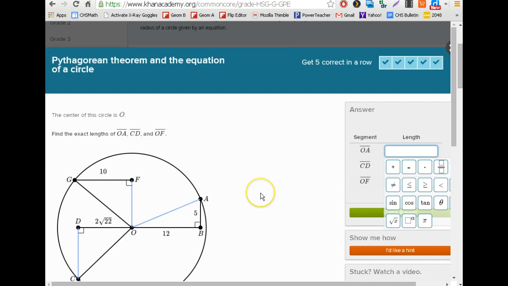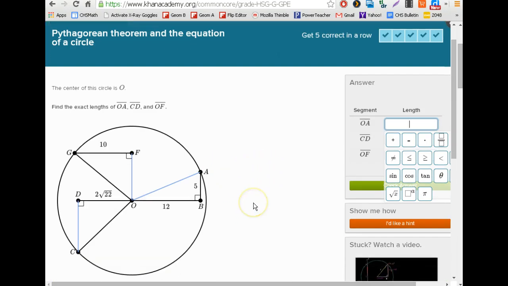Oh boy, Pythagorean Theorem. This one's a little bit of work. Center is at O. We have here some Pythagorean Theorem. We can figure out the radius. Okay, so let's figure out the radius. OA, we need to know that. So we know it's 12 squared plus 5 squared. So let's use our Pythagorean Theorem.